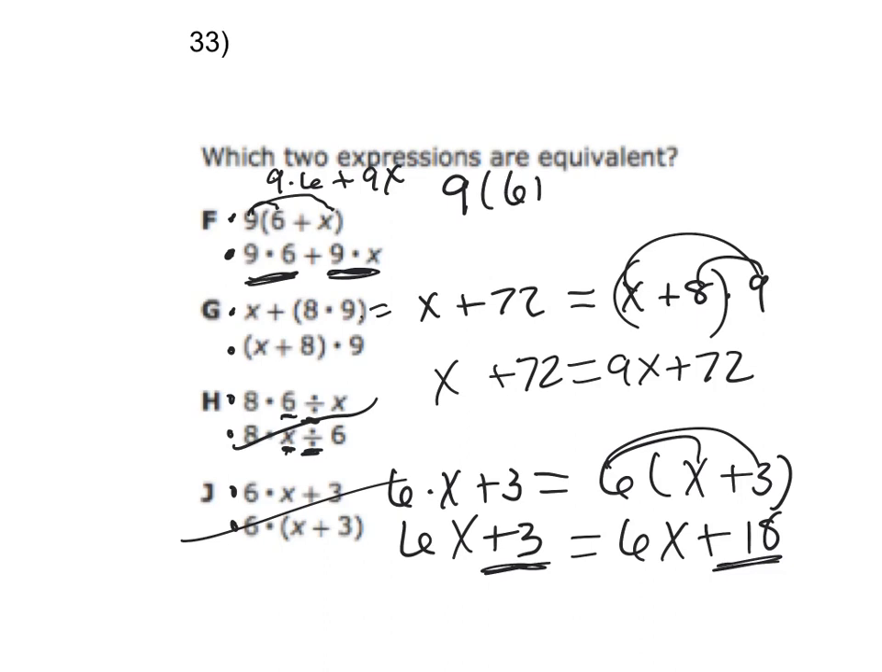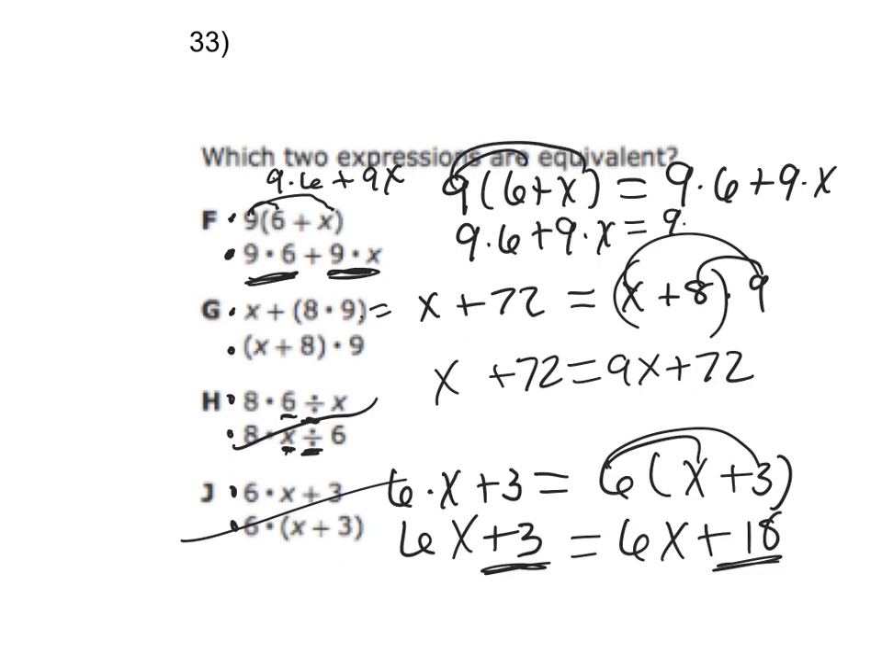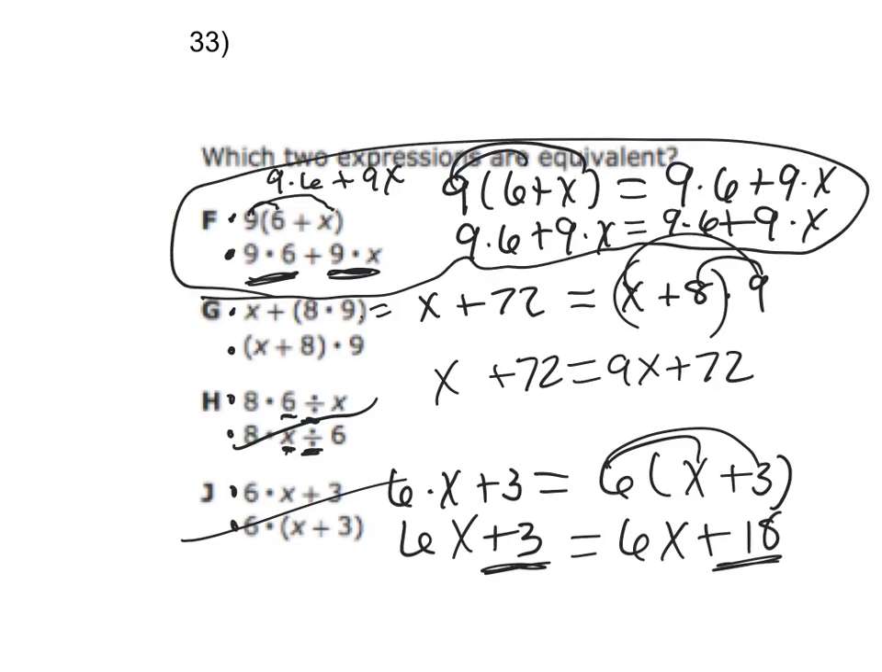9 times 6 plus x is equal to 9 times 6 plus 9x. And when we distribute that, we have 9 times 6 plus 9 times x is equal to 9 times 6 plus 9 times x. So this is a much better answer. And that will do it.